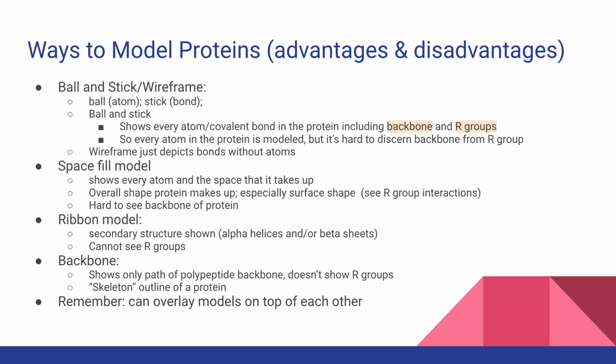So yeah, the pro is that it shows the overall shape of the protein, especially the surface. And then the con of it is that it's hard to see the backbone. And then in the ribbon model, the pro is it shows the secondary structure really well, like the alpha helices or beta sheets. Con, you can't see the R groups. And then backbone, the pro, it shows the path of the polypeptide backbone. It doesn't show the R groups, which is the con. And then it's essentially the skeleton of a protein.